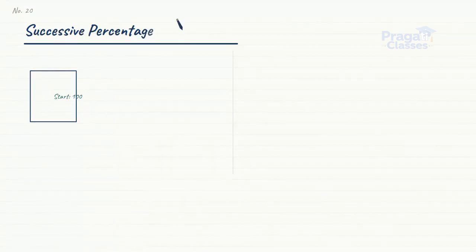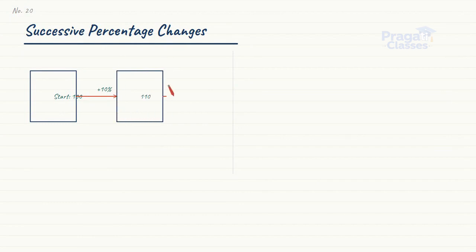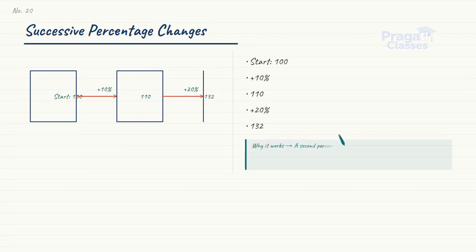Mixtures showed us how parts add to a whole, but what happens when a single number gets changed by a percentage, then changed again? That's successive percentage changes. I'll show you what I mean. Picture this. Start with 100. Increase it by 10% and you get 110. Now take that new number, 110, and increase it by 20%. 20% of 110 is 22, so 110 plus 22 lands you at 132.